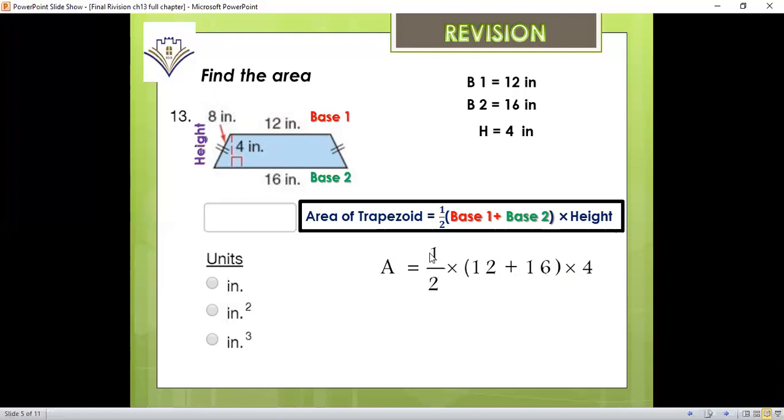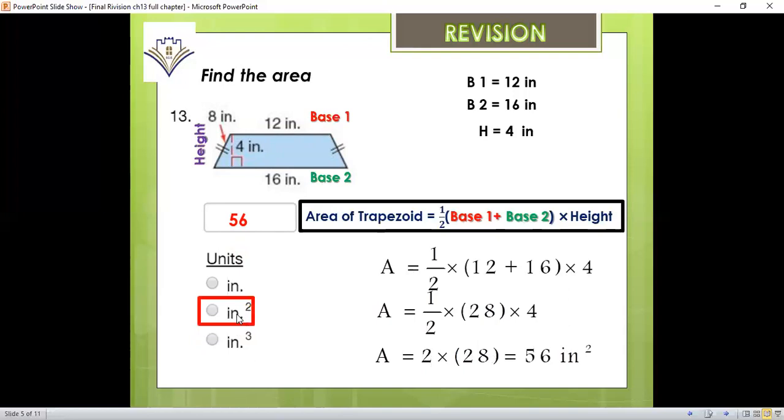12 and 16 is equal to 28. Then half multiplied by 28 multiplied by 4. Half of 4 is 2, multiplied by 28. 2 multiplied by 8 is 16, write 6 and carry 1, then 2 multiplied by 2 equals 4, plus 1 equals 5. Then the answer is 56, and the unit is square inch.